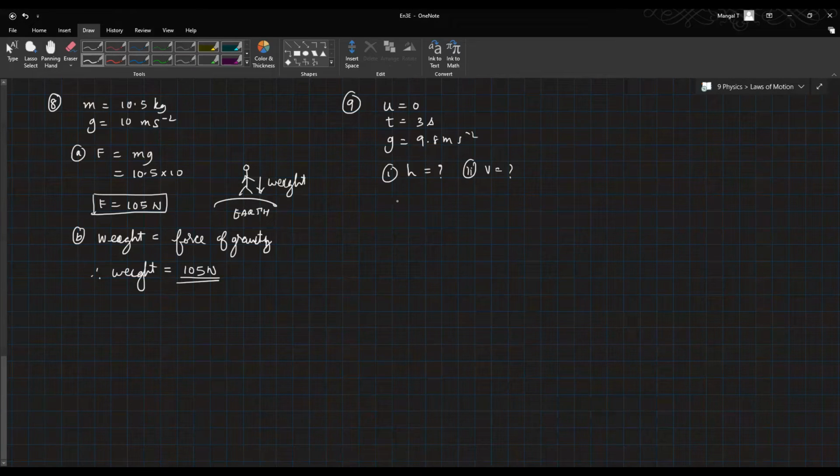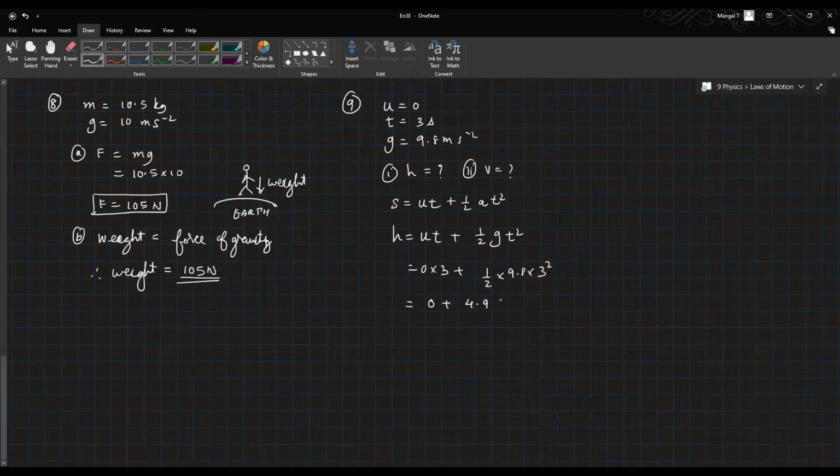We know the formula s is equal to ut plus half at squared. The same thing is written as h is equal to ut plus half gt squared. So this is 0 times 3 plus half into 9.8 into 3 squared. So this is 0 plus 4.9 into 9, which is 44.1 meter. This is the height from which the ball is released.